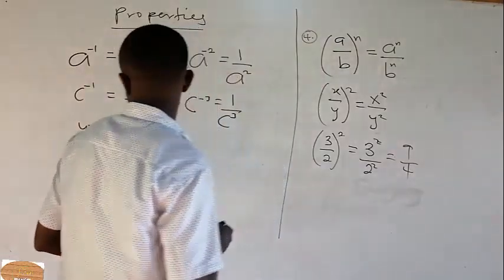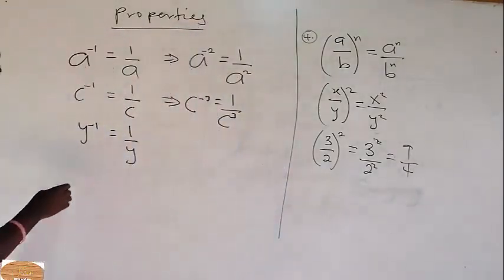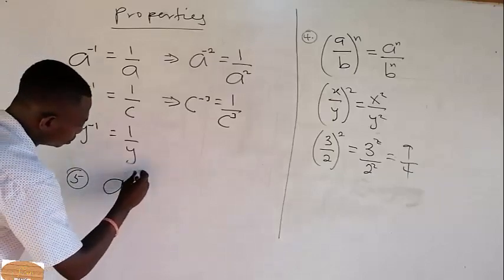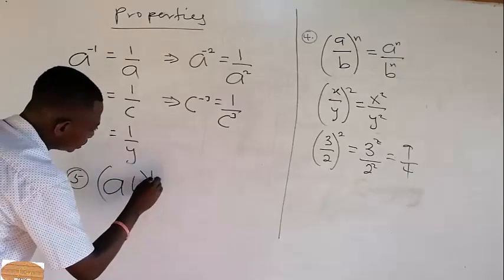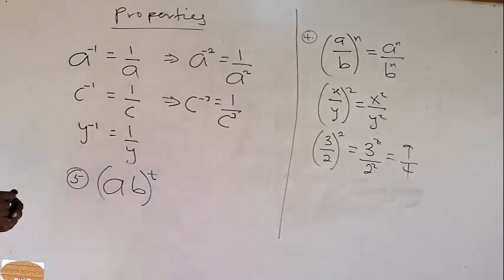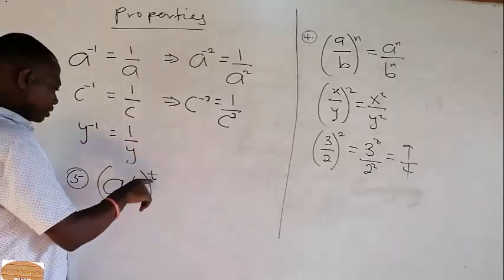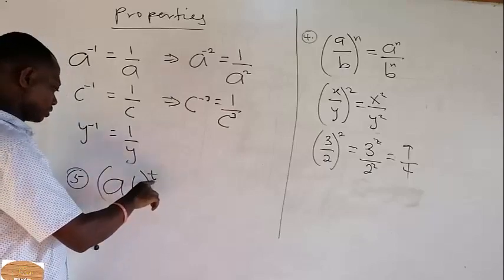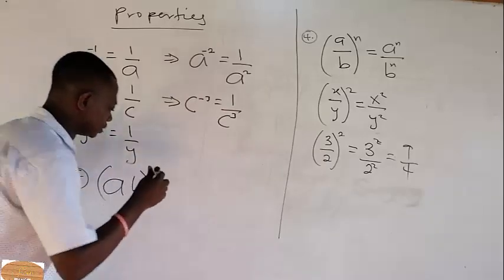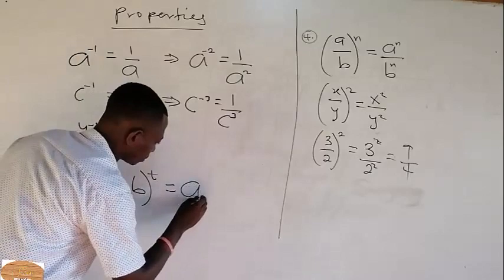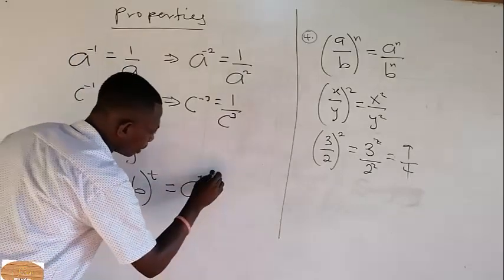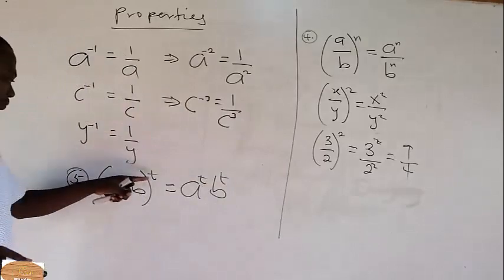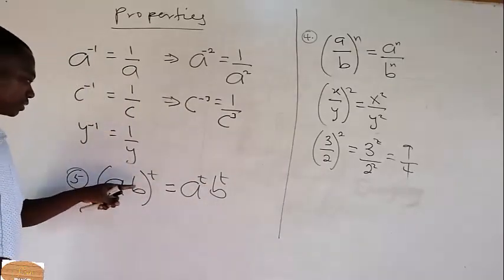Alright. Now, the fifth one, ab all to the power t. Now, what this one means is that the t will affect everything. So this one is the same as a to the power t, then b to the power t. So this one will affect this, at the same time this.